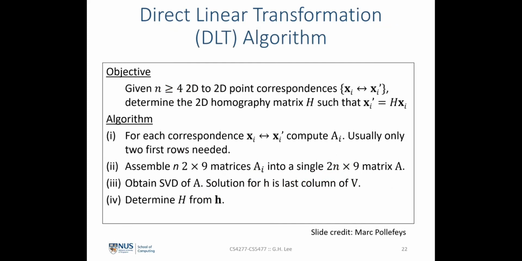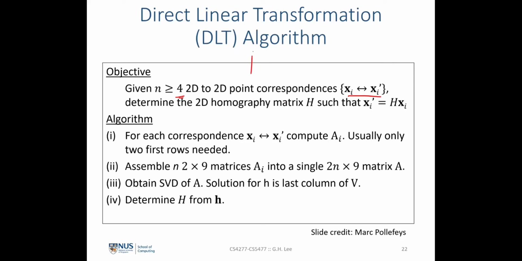Here's a summary of the direct linear transformation algorithm for us to find the homography from 4-point correspondences or more. So the objective here is, given n equal to or more than 4 point correspondences, 2D to 2D point correspondences denoted by xi and xi prime.